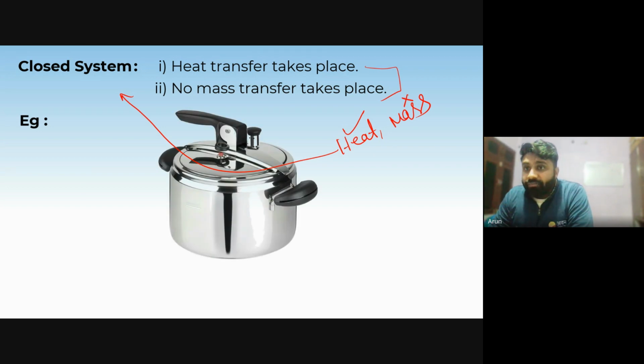Until it is whistled, जब तक सीटी नहीं आ जाती तब तक जो आपका प्रेशर कुकर है, whatever the pressure cooker you have, it will behave as a closed system because it can exchange the heat with the surrounding through these conducting walls. Okay, but whatever is inside will not exchange. The mass is not exchanging.